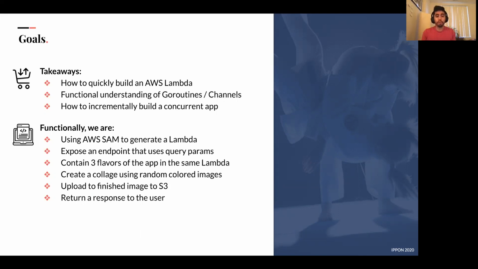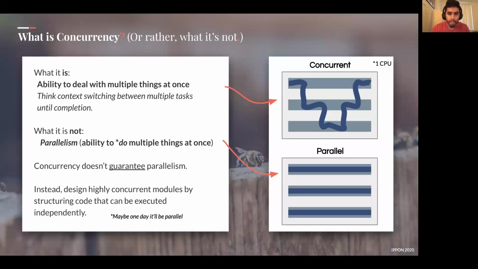What we're actually going to be building is a Lambda function. It's going to take in some parameters, and the end goal is to generate a collage of random colored images. It's going to generate a random color palette, and it's user specified. The user can specify whatever size it is, and we're going to generate that. And we're going to upload it to S3 and then return a simple response.